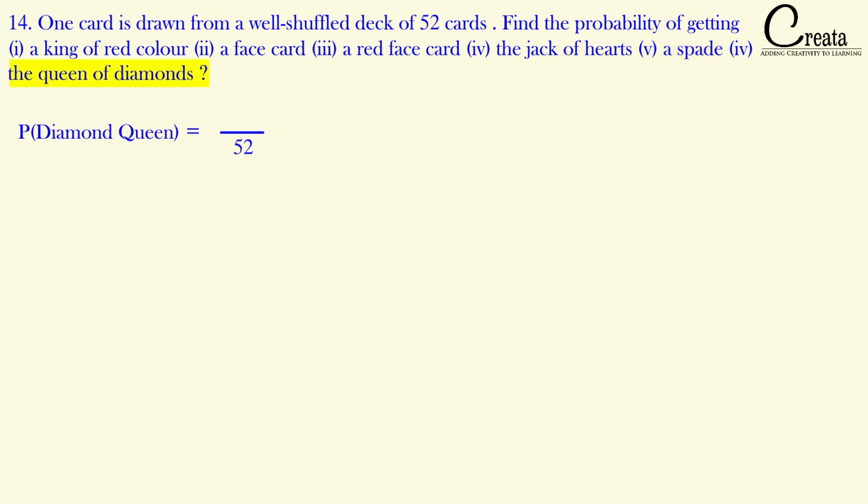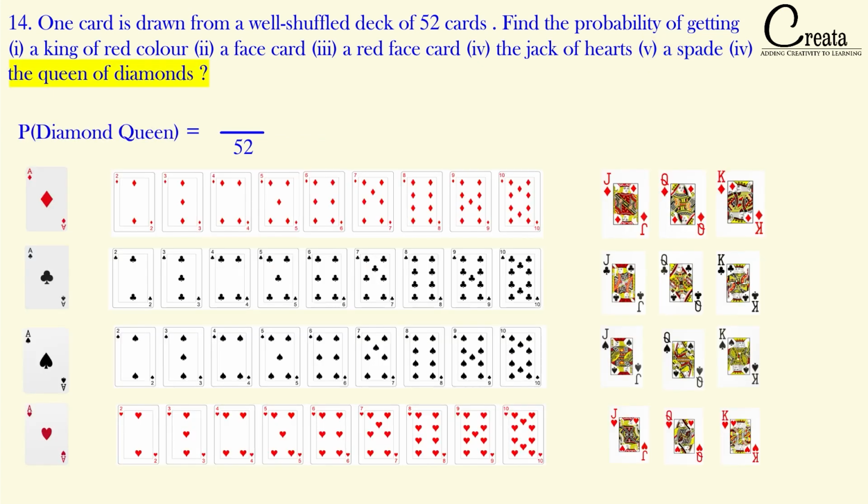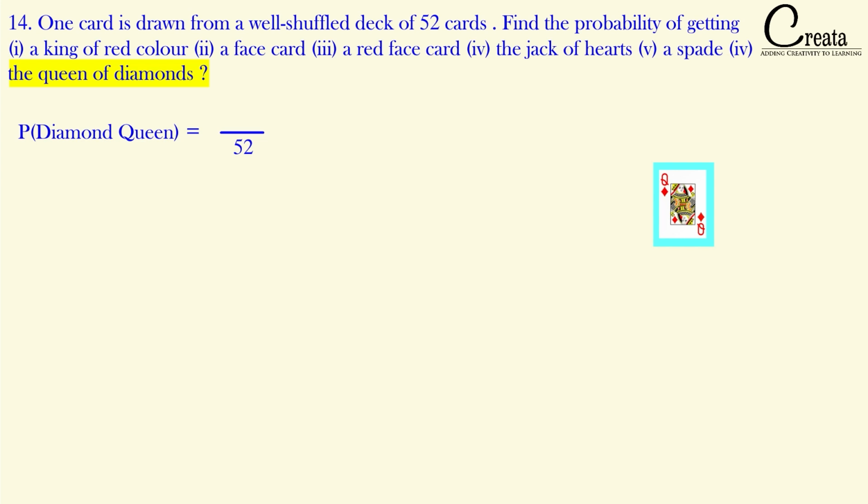Sixth, the queen of diamond. So out of this 52 card, we are having only one queen of diamond. So the favorable outcome in the numerator, that is queen of diamond, will be only 1. So 1 in the numerator, 52 in the denominator. Our answer is 1/52. Very interesting question. We have solved the question number 14. Let's move to question number 15.